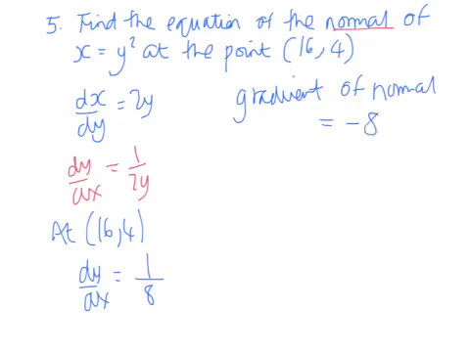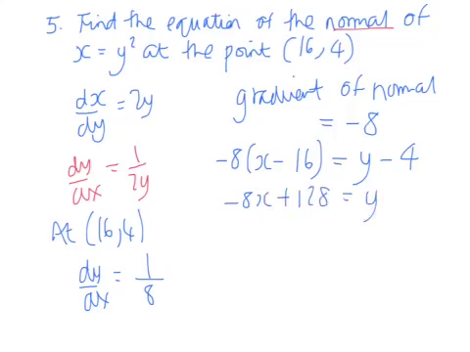Okay, so then to find the equation of the normal, we'll have the gradient times x minus x1 is y minus y1. Okay, so minus 8x minus 16 is y minus 4, so minus 8x plus 128 is y minus 4. So y plus 8x equals 132.